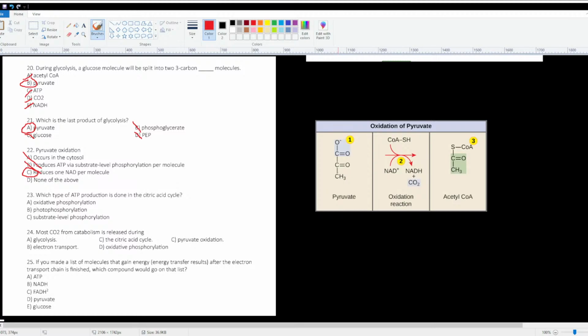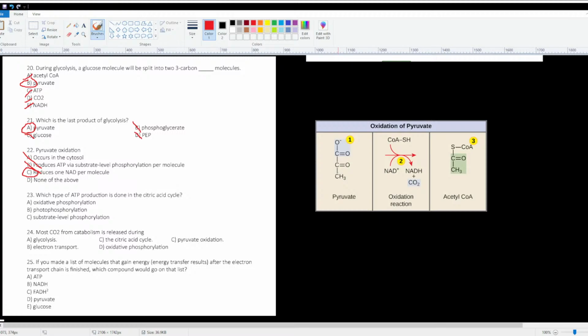So, if we look at what's going on here, I will say this. Reduction and oxidation need to occur simultaneously. Right? They need to occur at the same time. For something to be oxidized, something needs to be reduced. And for something to be reduced, something needs to be oxidized.